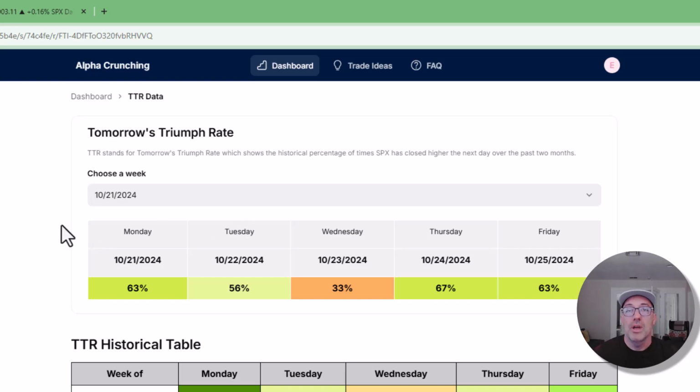That means over the past couple of months, Monday has closed higher the following day, meaning Tuesday has closed higher 63% of the time. So when we're trading a strategy, we want the confidence that we know where we think the market is going to go, or more importantly, with credit spreads, which is what we're going to talk about here, where we think the market won't go. So the TTR is the first statistic we're going to look at so we can make a trade that we think the market's going to close higher on Tuesday.